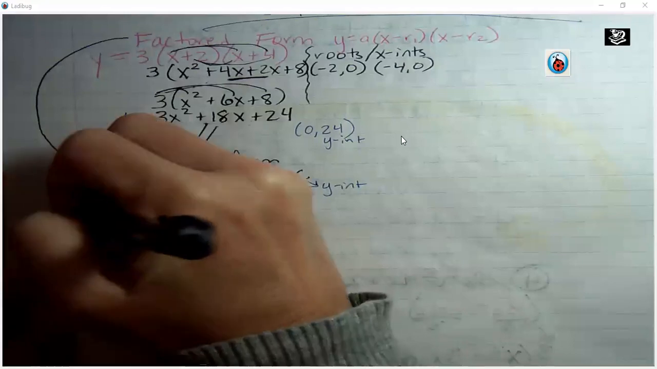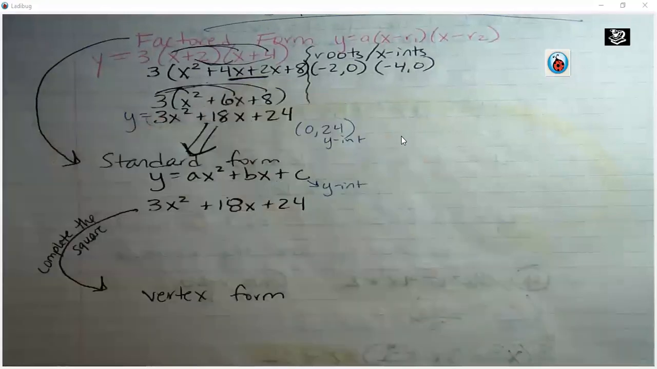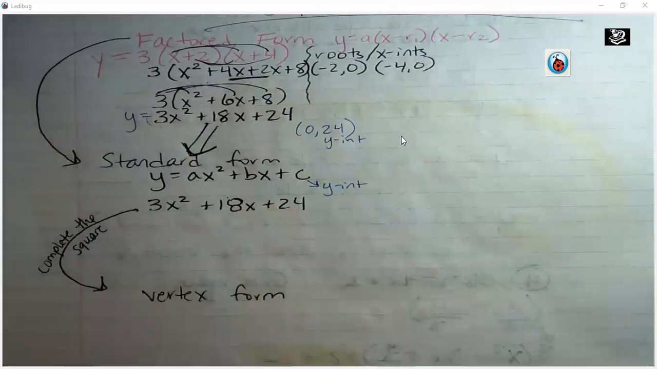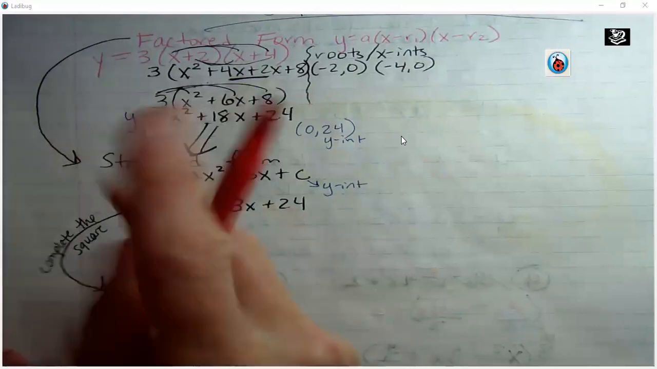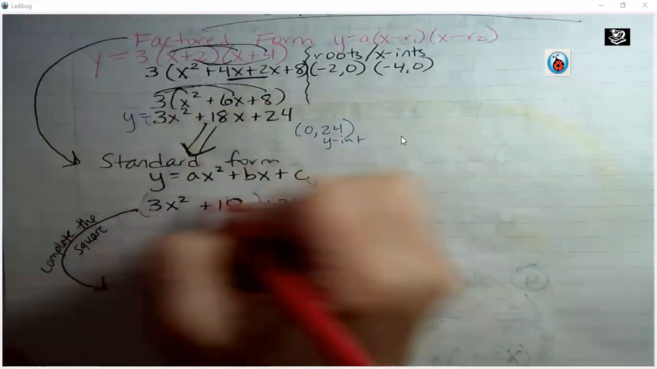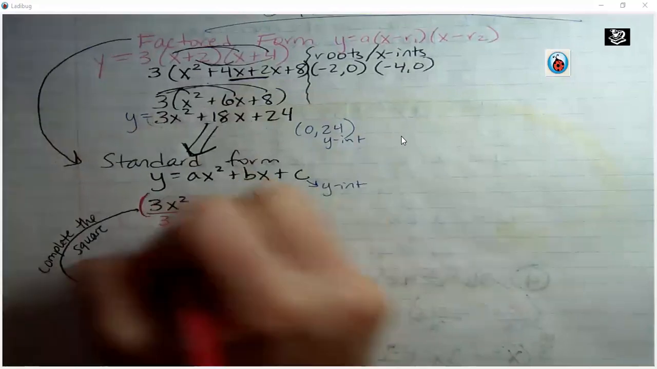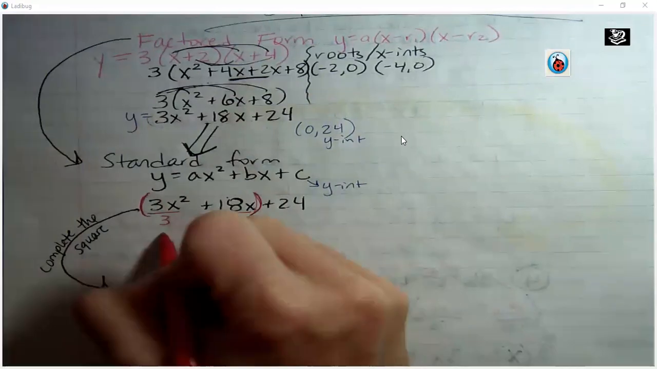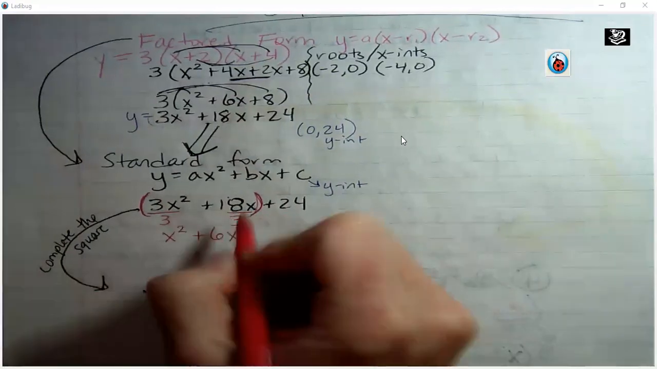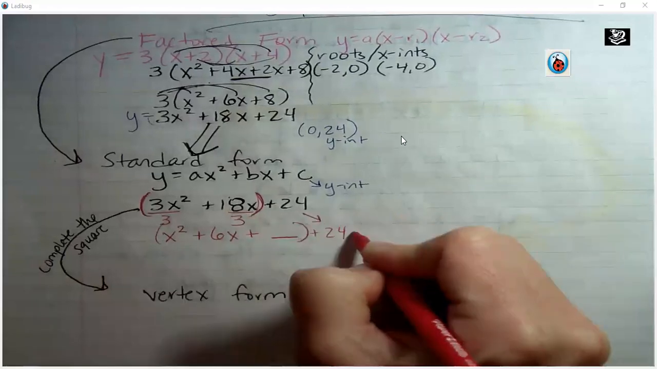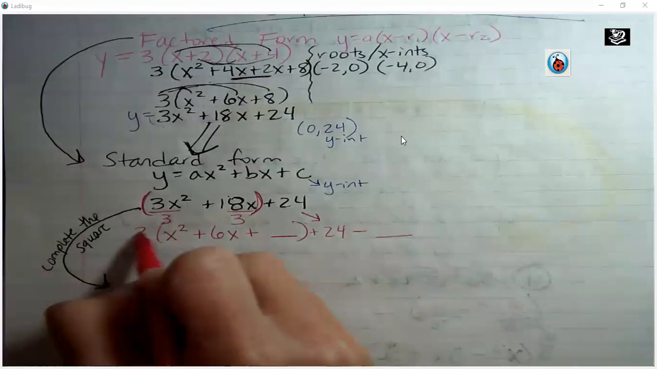What do I do first to complete the square? You put A and B in parentheses. Good, put the first two in parentheses. What else do I need to do? Divide AX and BX by 3. Good, so you divide them by 3, so that leaves me with x squared plus 6x plus a blank plus 24 minus a blank, and the 3 goes out front.